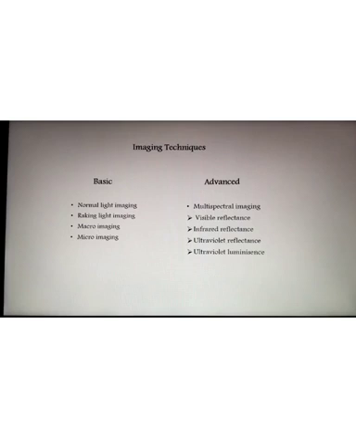These imaging techniques can be broadly divided into two categories, basic and advanced. In the basic category, we have normal light imaging, raking light imaging, macro and micro imaging. While in the advanced stage, we have multispectrum imaging, which includes visible reflectance, infrared reflectance, UV reflectance, and luminescence.